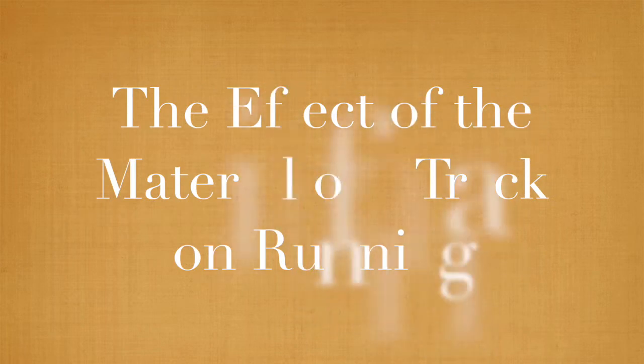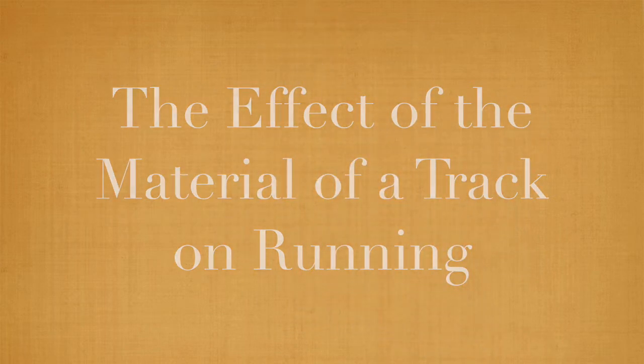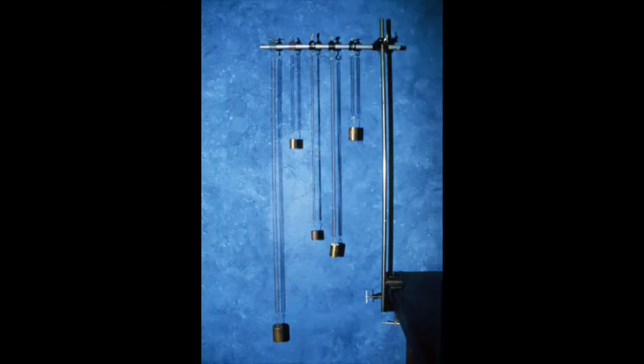The effect of a track material on running. The substance that a track is made out of can also have a big effect on how fast a runner can run. The stiffness of the track relates to the stiffness of a spring, which must fall into an optimal range in order to be beneficial to the runner. Ideally, the track would absorb the energy from the runner and release the same amount of energy back to the runner as he or she pushes off the ground.